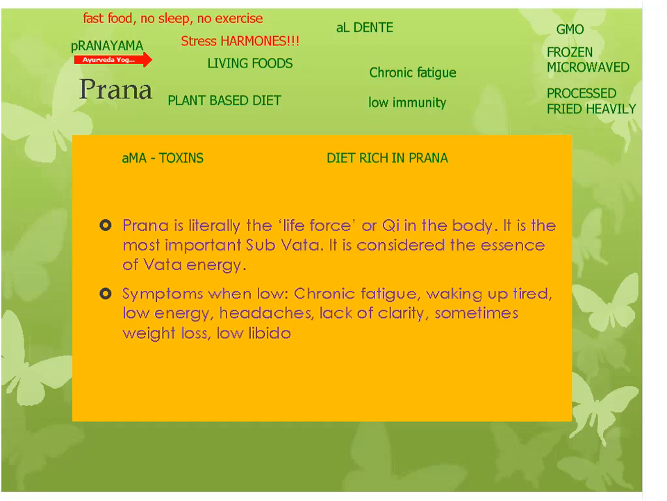Any other questions? Should I just repeat all of this once? So symptoms of low prana are chronic fatigue, waking up tired, low energy, headaches, lack of clarity, sometimes weight loss, low libido, and it's similar to the symptoms of ama or toxins. But when prana is low, a person is prone to a lot of infections and they have low immunity. When someone has ama, same symptoms, but they also have a really bad digestion and constipation.